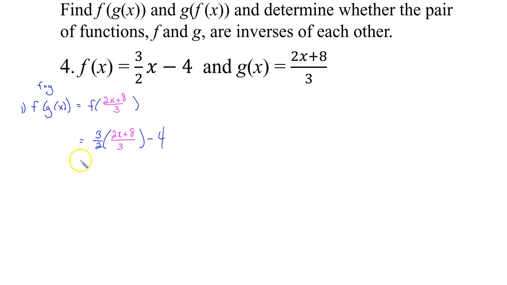And I'm going to do some fancy simplifying here. The 3 is going to divide out, and that's going to leave me with 2x plus 8 all divided by 2 and then minus 4. I can divide 2 into both of these pieces, so think of this as 2x over 2 plus 8 over 2, still subtracting 4. 2x over 2 simplifies to x. 8 over 2 simplifies to 4, minus 4. 4 minus 4 leaves me with x.